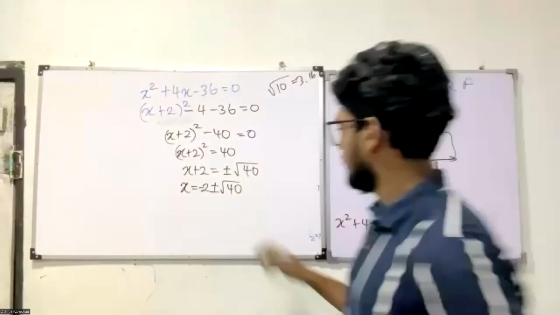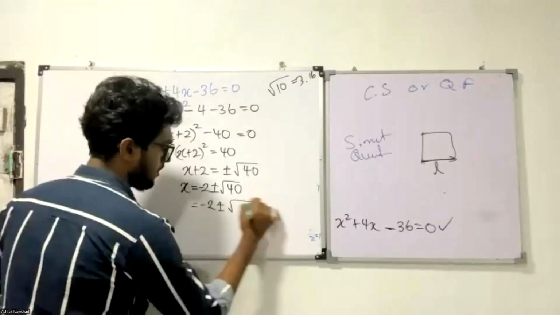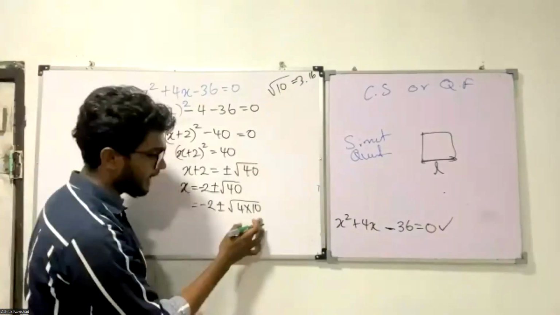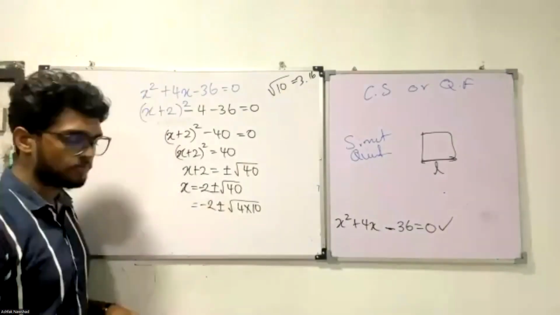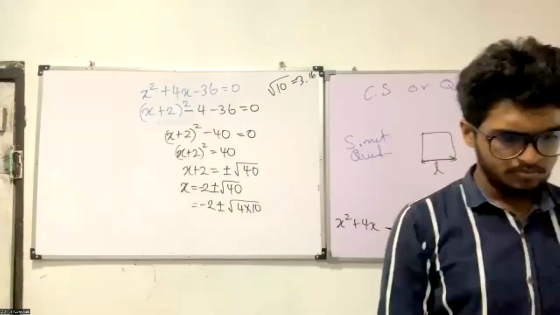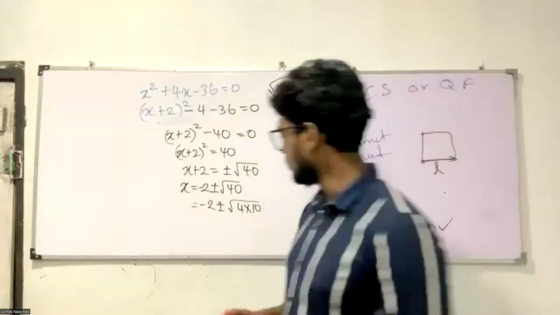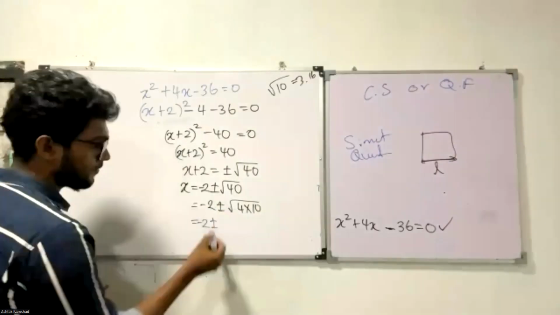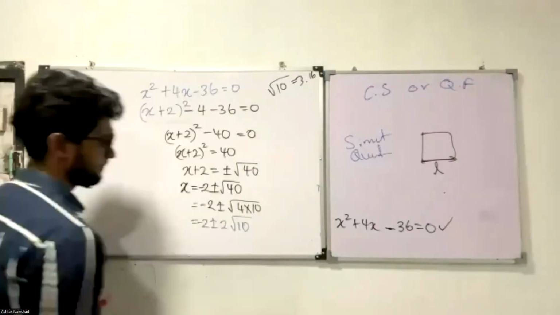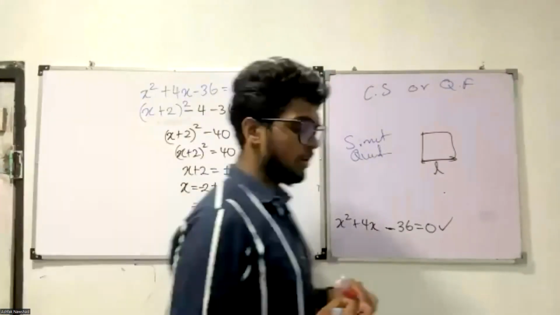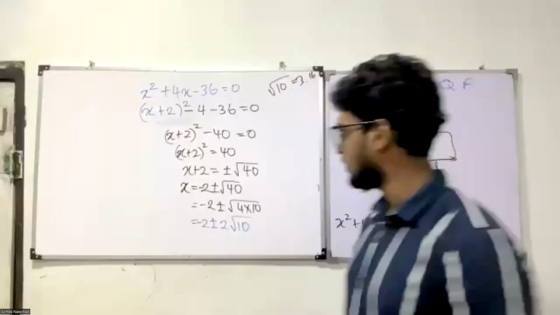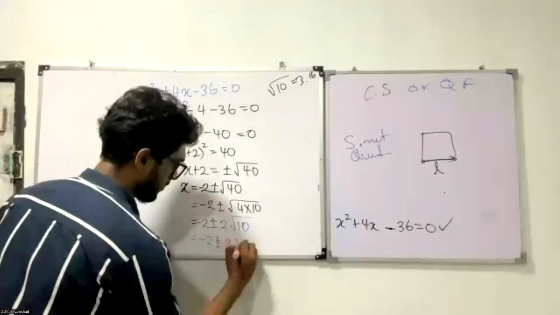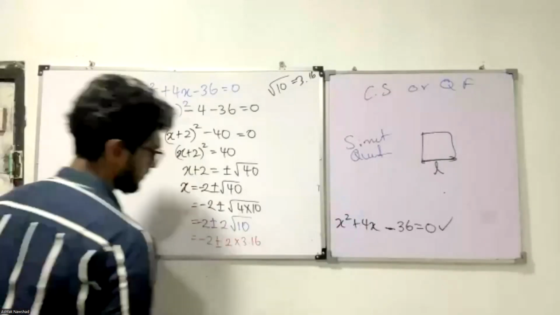See, plus or minus root 40, 40 is 4 times 10. We have to factorize. You know the square root of 4. What's the square root of 4? The square root of 4 is 2. Therefore, I'm going to take 4 outside. When coming out from the square root, it becomes 2. 2 times root 10. So we know the value of root 10. It is 3.16.